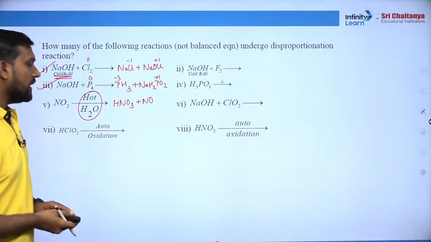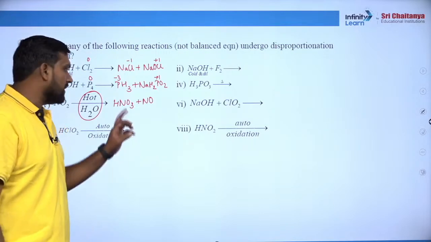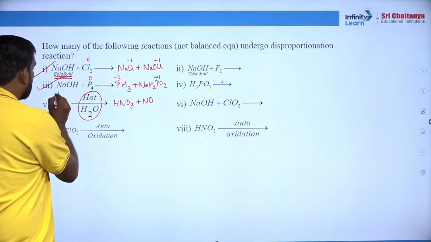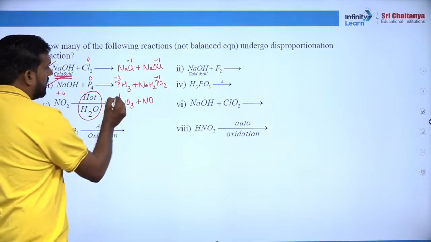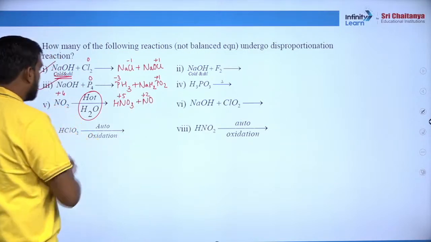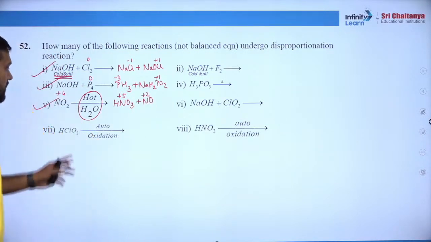I will give you another trick at the last of this question, but these are the products which you need to remember, okay. So here also nitrogen is present in +4 oxidation state. Here nitrogen is moving into +5 as well as +2. So oxidation and reduction both are taking place. So this is also a disproportionation reaction.